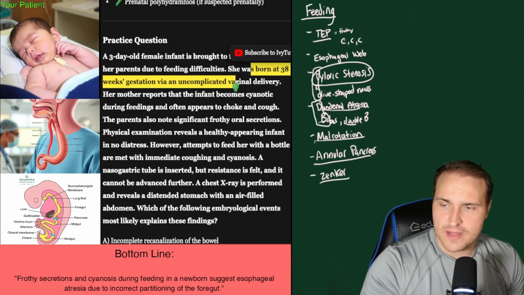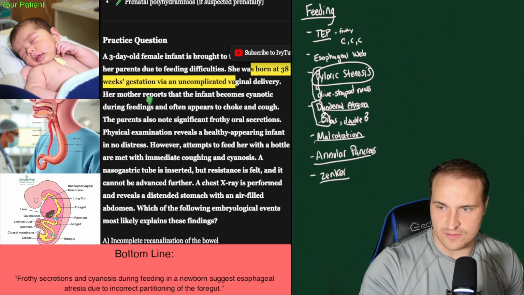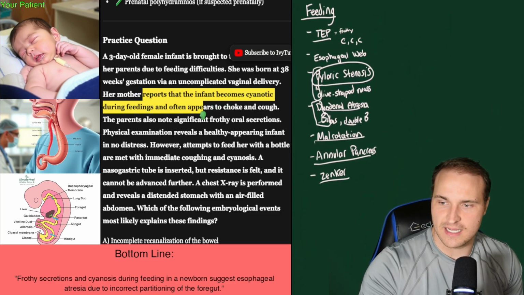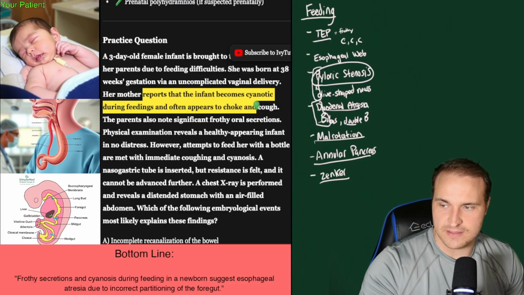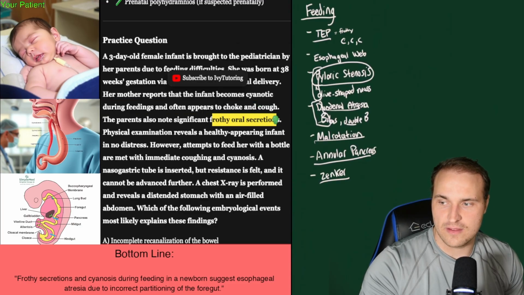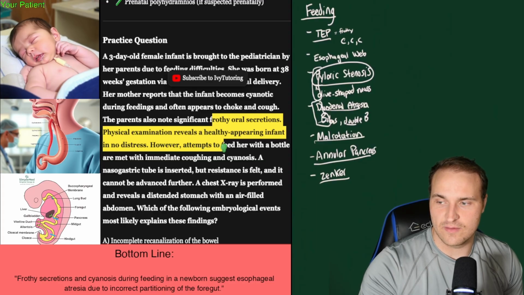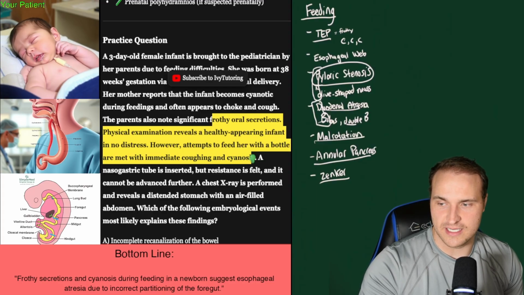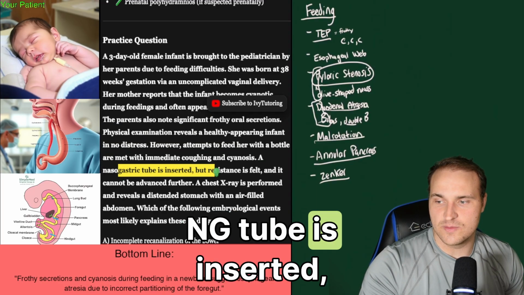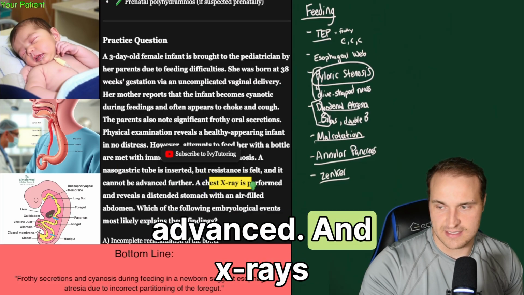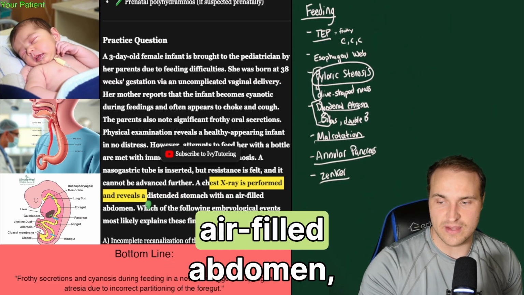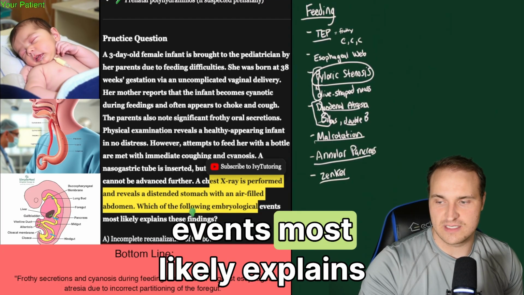And she was born at 38 weeks gestation via uncomplicated vaginal delivery. Her mom says the infant has cyanotic episodes during feedings and often appears to choke and cough. There's also that frothy oral secretion. And we have a healthy appearing infant and no distress. However, when she attempts to feed with a bottle, she gets the coughing and cyanosis again. NG tube is inserted, resistance is felt and can't be advanced. An X-ray is performed and shows a distended stomach with air-filled abdomen. Which of the following events most likely explains this?